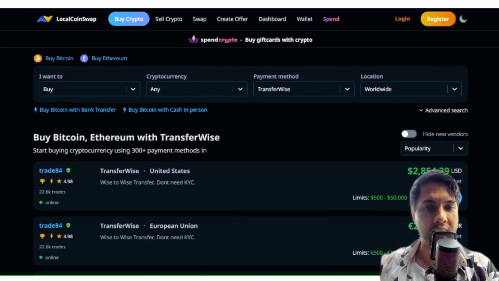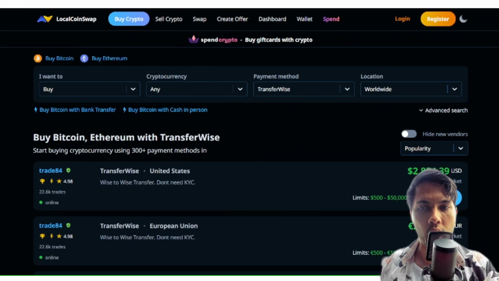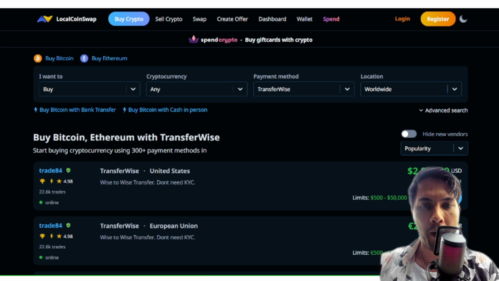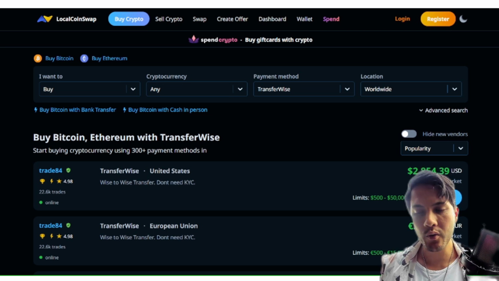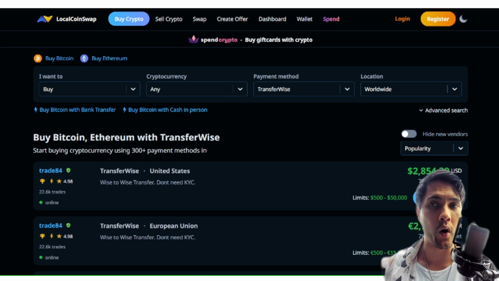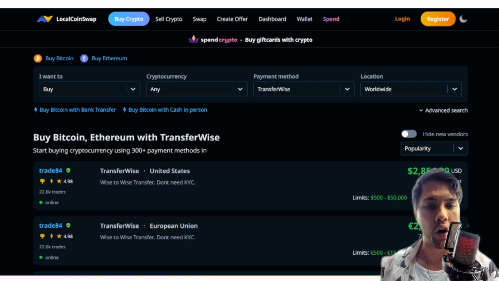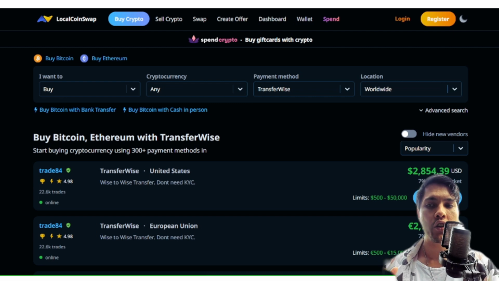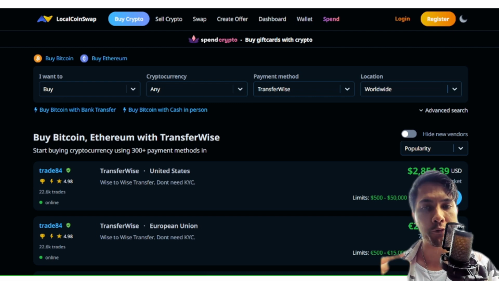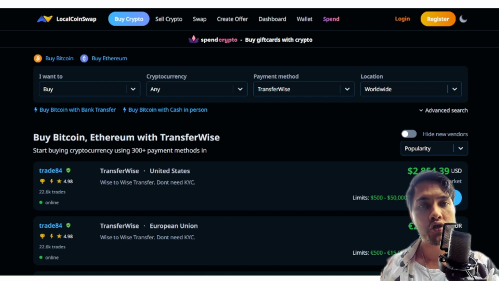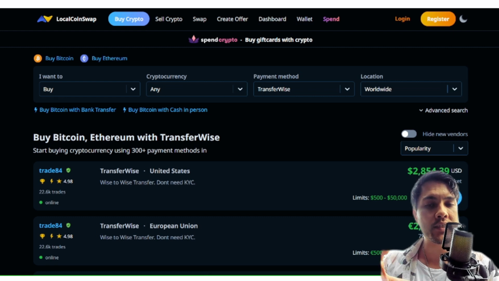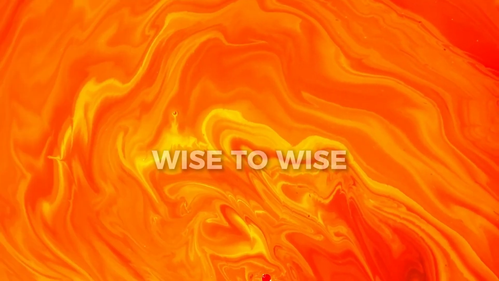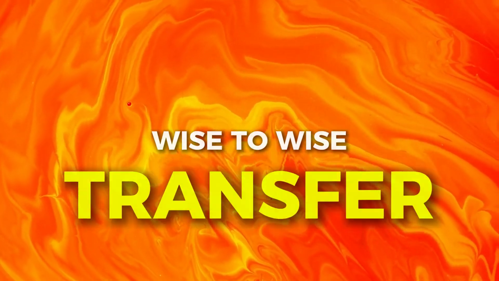So I want to give an example of what I'm talking about here. I've selected TransferWise as the payment method of choice here. The reason why I use TransferWise, the reason why I recommend it a lot, is just because it's the most straightforward. How it works is that you're going to have to fund your TransferWise account. So you'll send funds from your bank account to TransferWise, and then once it's on there, you do something called a Wise-to-Wise transfer with the seller.